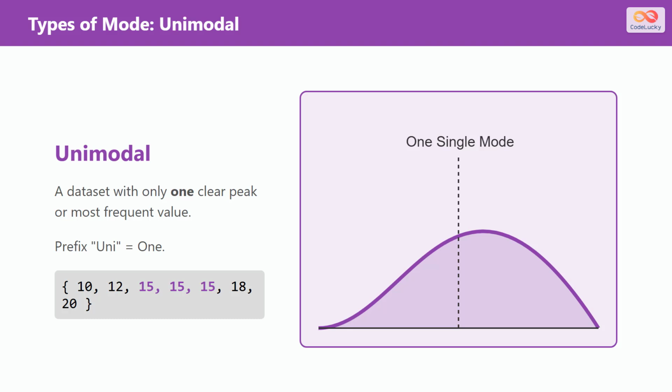Data can behave in different ways. When a dataset has one single, distinct peak, we call it unimodal. The prefix uni means 1. This is the most common distribution you will see in introductory statistics, often looking like a bell curve.